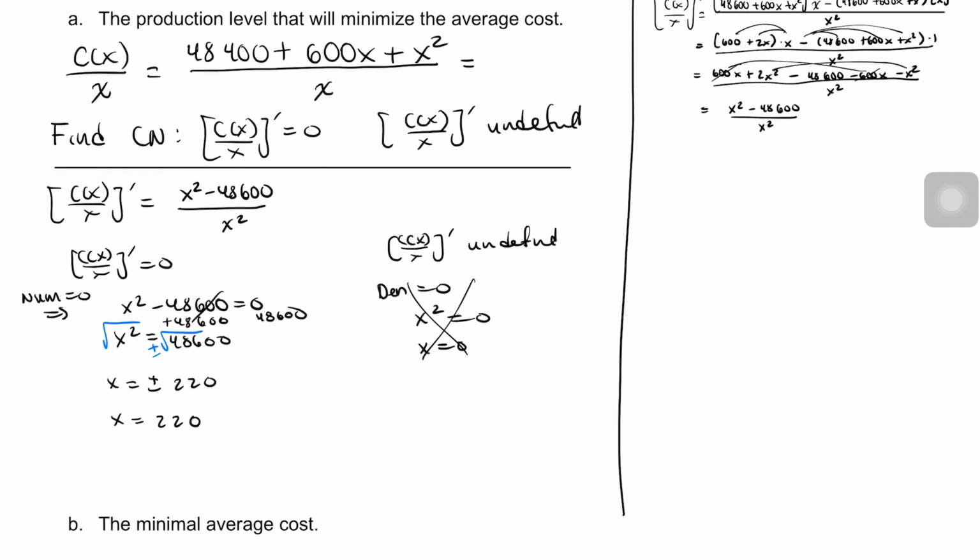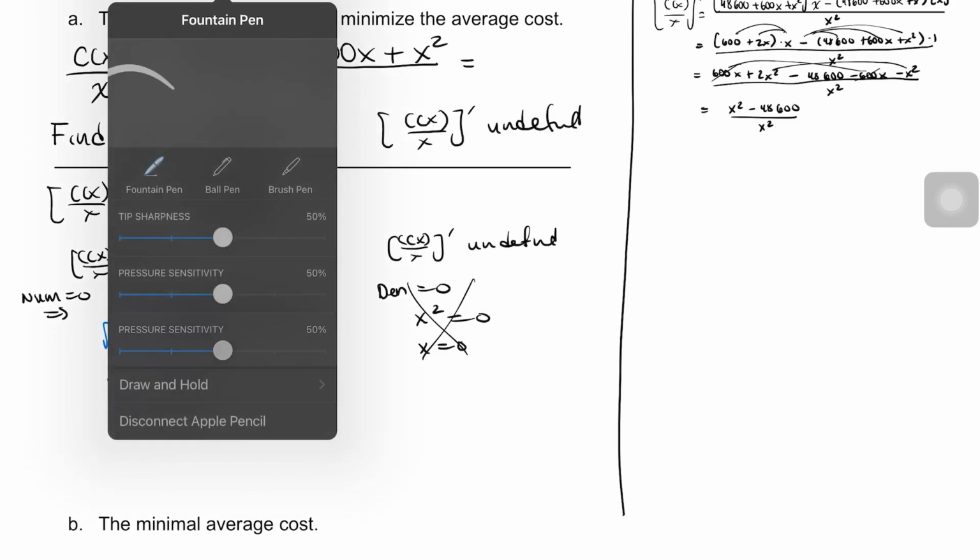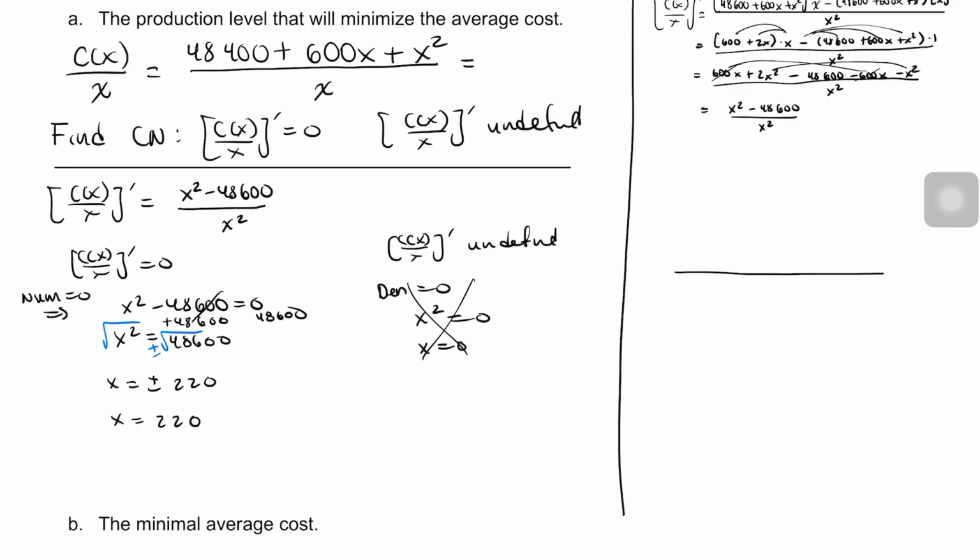All right, so we found the critical number. Now we just have to guarantee that this is in fact a minimum, an absolute min. So to do that, we're going to check whether this is a local min, and we'll talk about that in a second. So it's 220, and we're going to check for x equals 220 using C of x over x prime. We're going to see what's the value of the derivative at the left side of the critical number and on the right side of the critical number. So let's try 1 and 230.